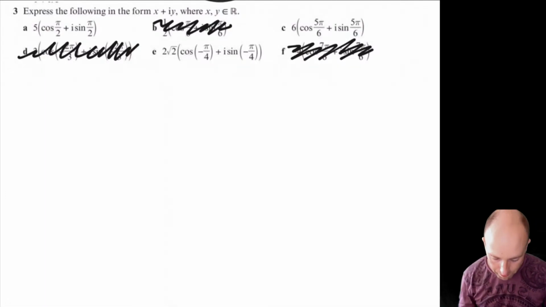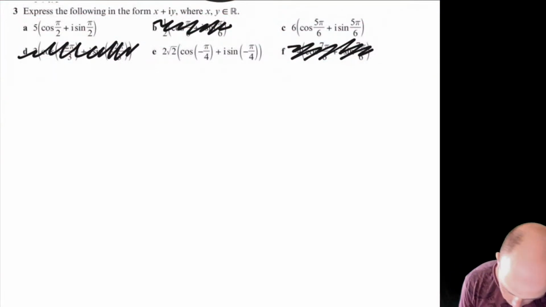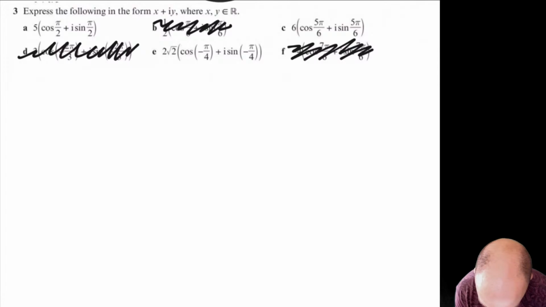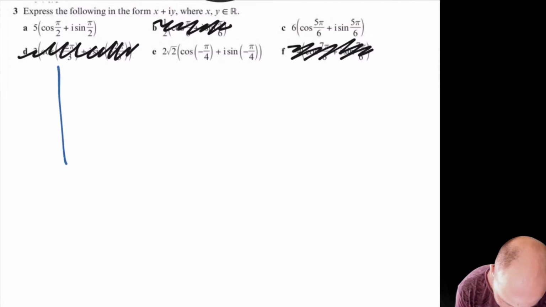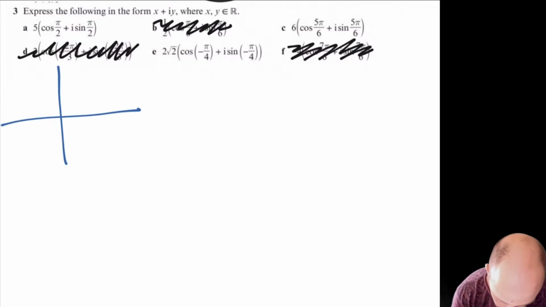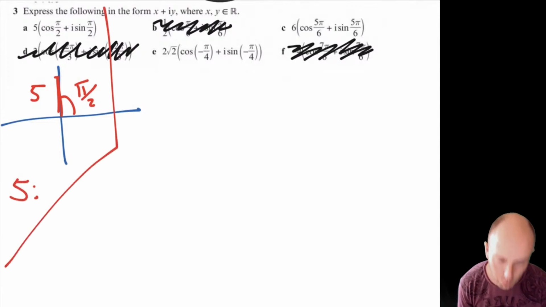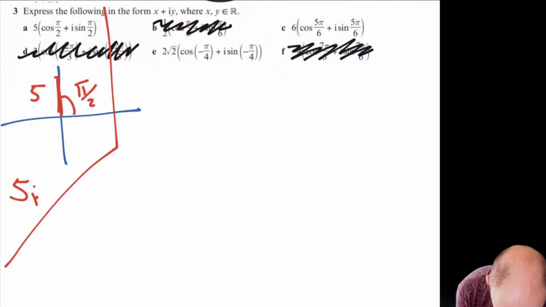Cool. Right, let's do them. So, first one, expressed back in the other form. Let's do a quick sketch just so we know we're going to get these in the right place. So the angle is pi by 2, so that must be the angle there. The length is 5. So I know this one is just going to be 5i. So that one was pretty easy. Weird, but pretty easy.